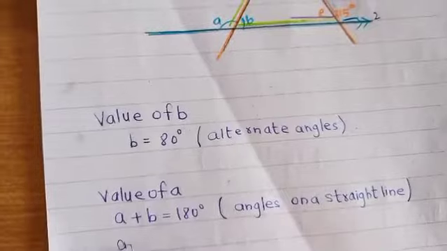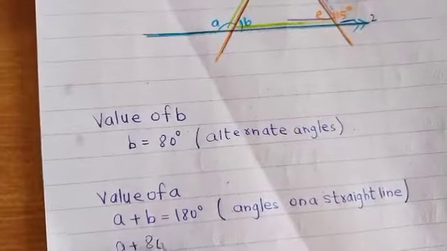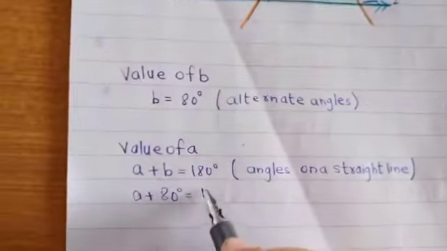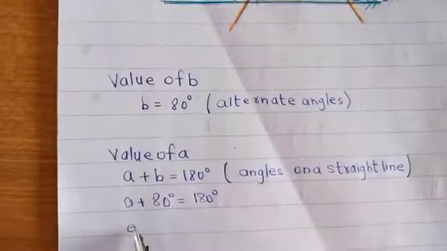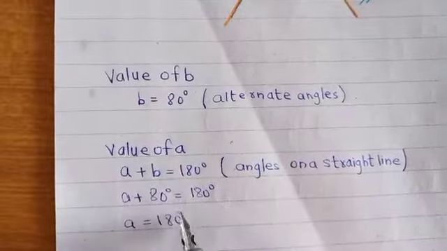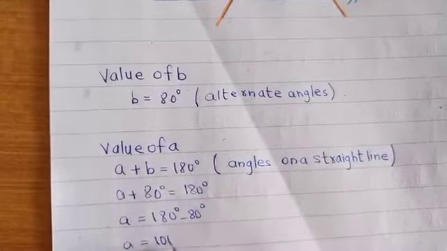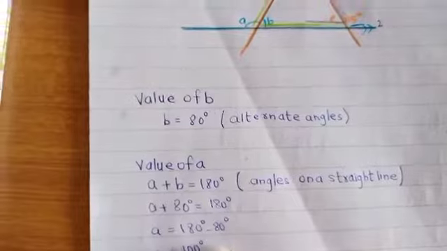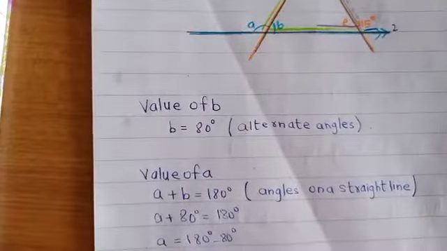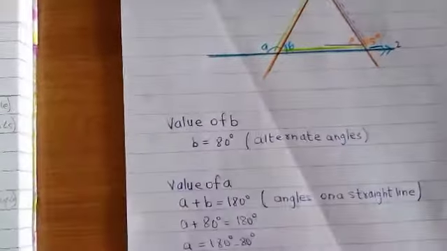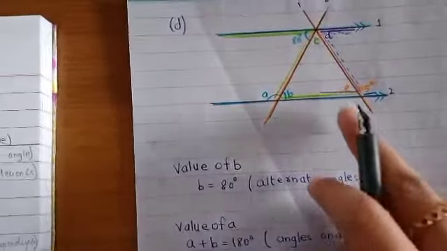A value I do not know, but yes, I know the value of B, that is 80 degree. A plus B is equal to 180 degree. A will remain here only. 180 degree minus 80 degree will give me A is equal to 100 degree. Now I know A also. Now I will see which is the next letter I am solving. I can solve E now.